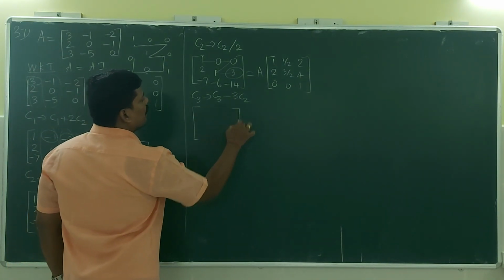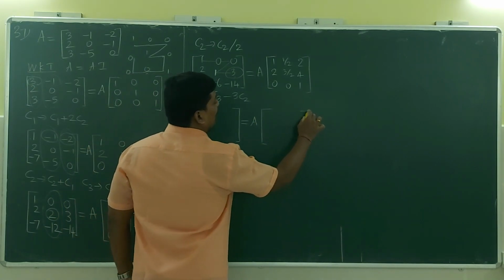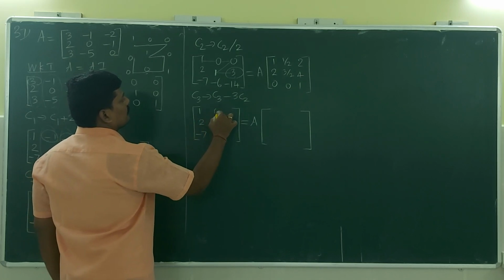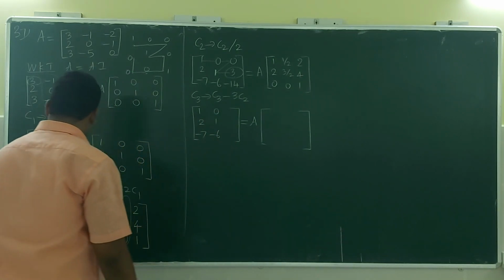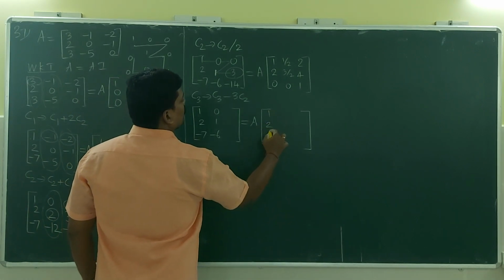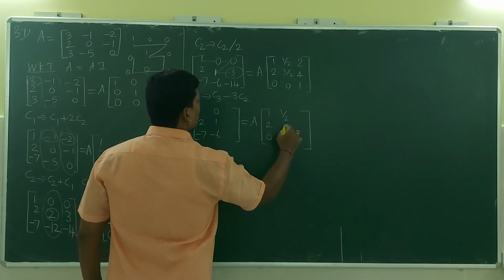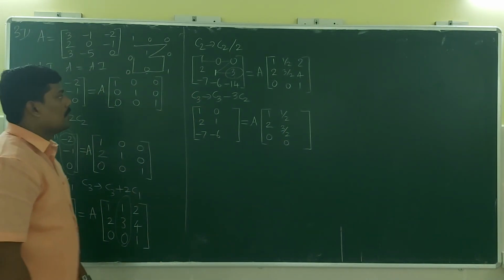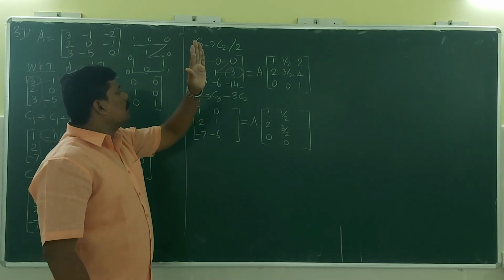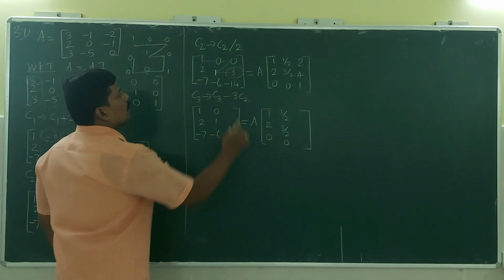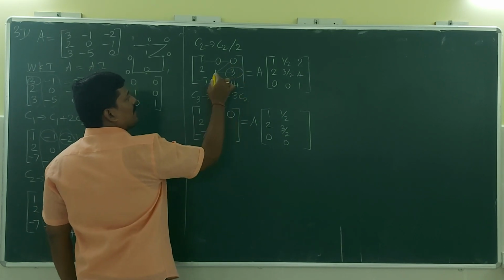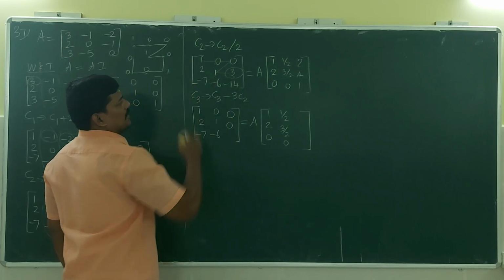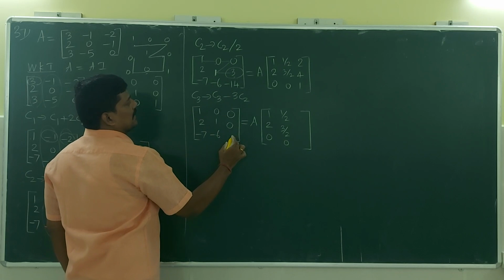So fill the first column and the second column as it is. While filling, you should be very careful. Don't commit any error. One, two, zero. One by two, three by two. Now apply the operation: column 3 implies column 3 minus 3 times column 2. So 0 minus 0 is 0. 3 minus 3 into 1, 0. Minus 14 plus 18 is 4.